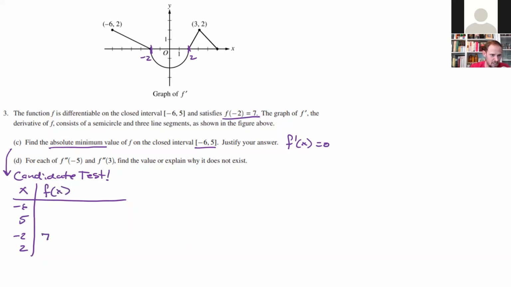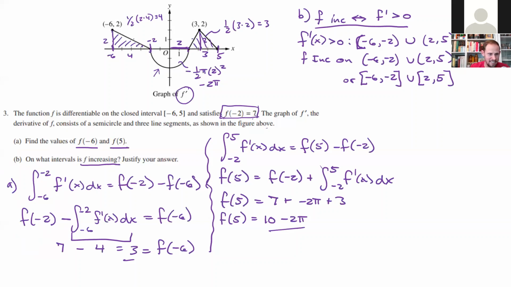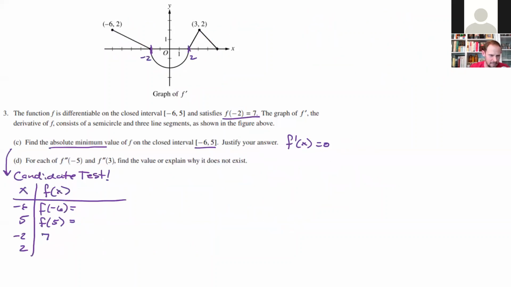Now we actually just found the f value of -6 and the f value of 5. That was exactly what was asked in part A. They're sneaky like that, right? So f of -6 is 3. And the other one was 10 minus 2 pi. So really the only one we've got to work out is f of 2. So to get f of 2, we're going to do the same thing we did with part A to get f of -6 and 5.